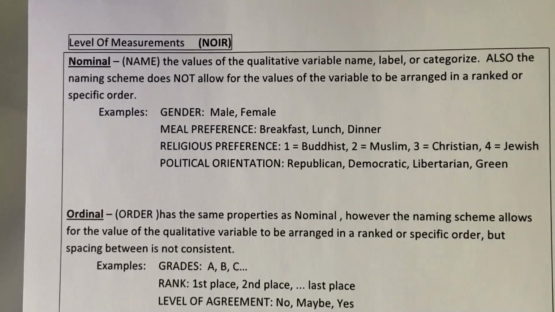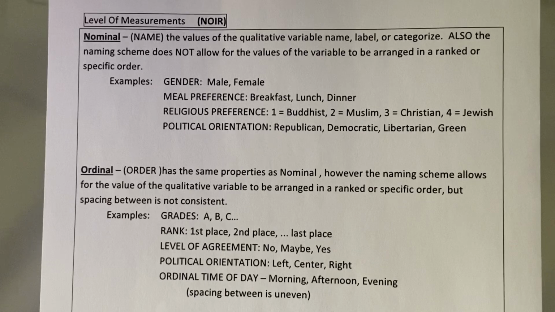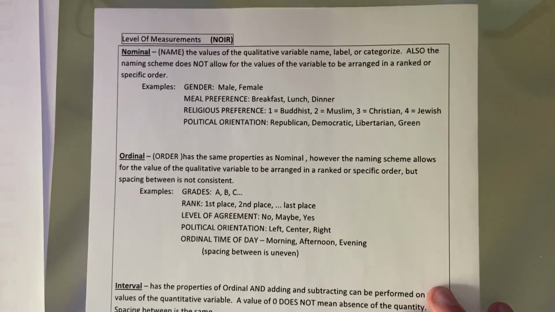Now, page 3 is a lot of explanations. Nominal is name the values or quantities. And like naming, labeling, or categorizing, also the naming scheme doesn't allow for the variables to be ranked. So if you can't rank them in an order, then it's probably nominal.